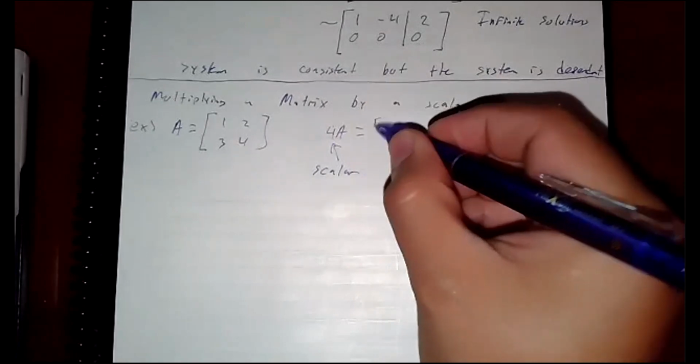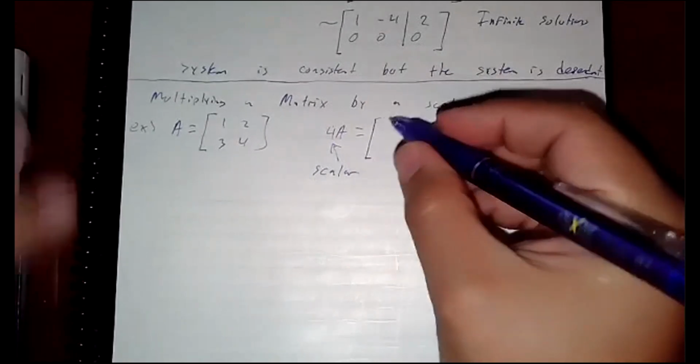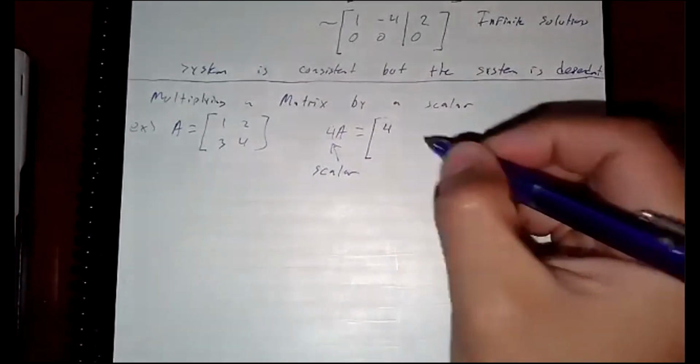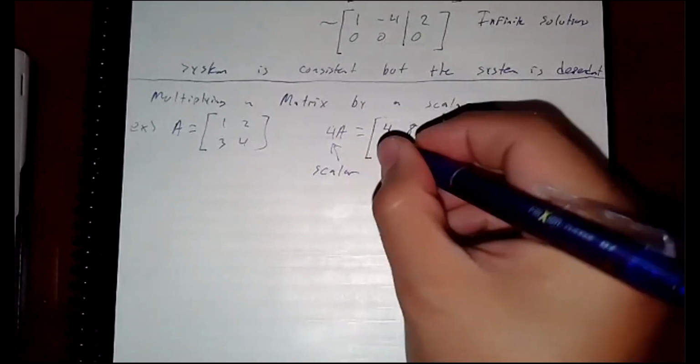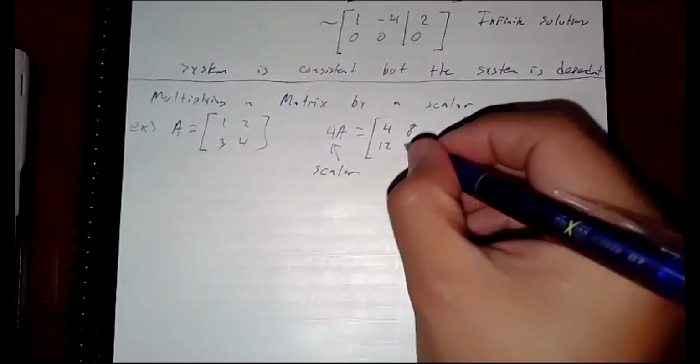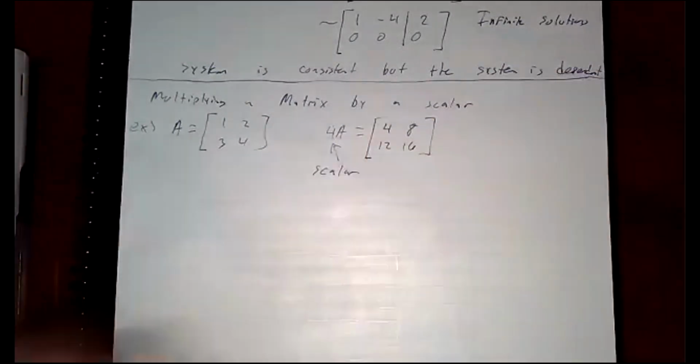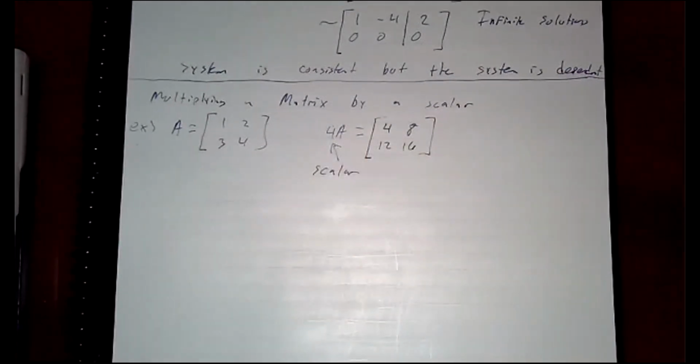So all you do is multiply all the numbers inside by 4. So 1 times 4 is 4. 4 times 2 is 8. 4 times 3, 4 times 4. So I scaled the matrix by 4. So that's all they mean by scaling multiplication. Okay, let me show you the examples in this note.